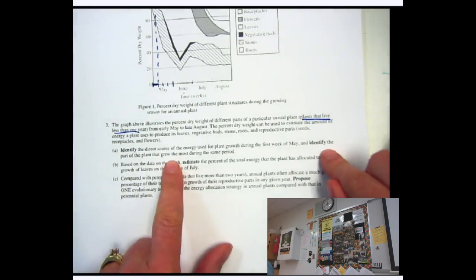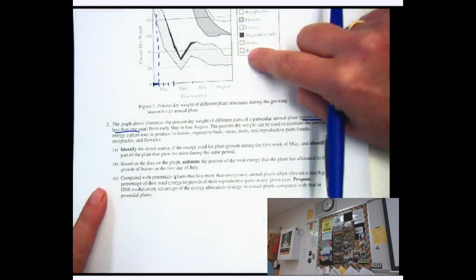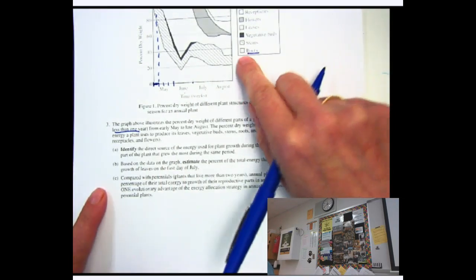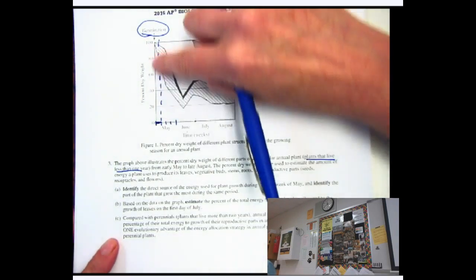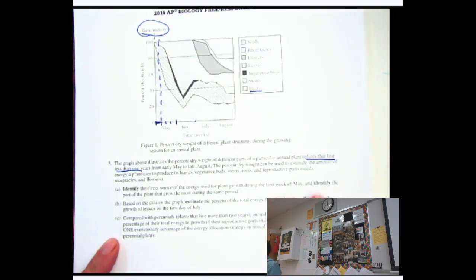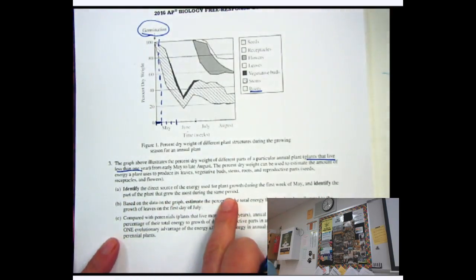Identify the part of the plant that grew the most during this time period. This little shaded area is roots, and most of this right here is shaded like the root, so that's the part of the plant that grew the most during early germination: the roots. So far so good with A? I can't hear you, hon. They don't give half credit.